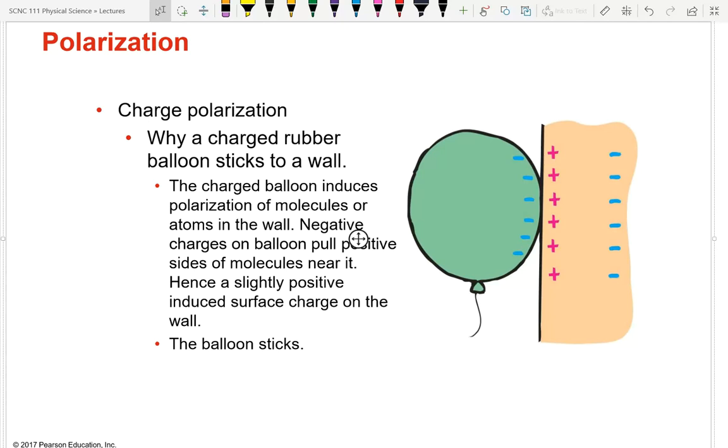It's very cool to do, right? Especially when you've got a grandson who's 3 years old. That's the kind of thing that will make him go, ah. And hopefully say Grandpa's really cool. So this picture here is showing you how you induce the dipoles in the wall because of the negative charge on the balloon.